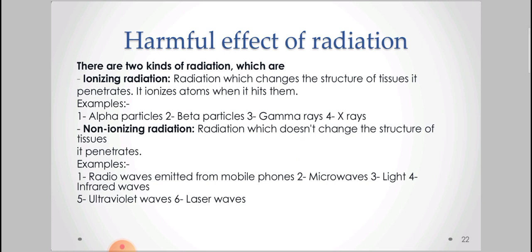Harmful effects of radiation. There are two kinds of radiation, which are ionizing radiation or non-ionizing radiation. Ionizing radiation changes the structure of tissues. It penetrates. It ionizes atoms when it hits them. Examples are alpha particles, beta particles, gamma rays, and X-rays.